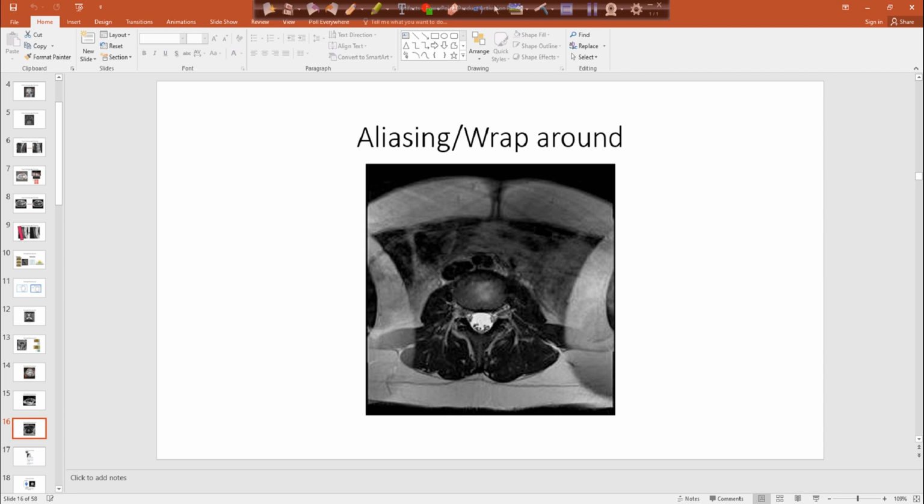And you can see a little bit of motion too from the abdomen.